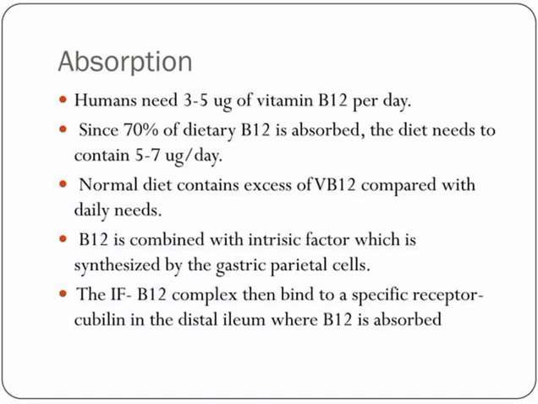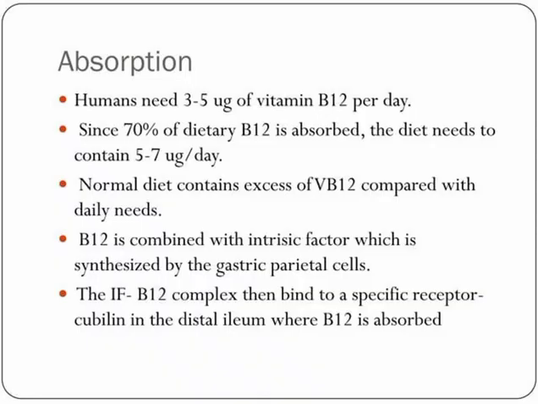Here, mainly, what is the absorption, and how much needs to be taken daily. Humans require approximately 3 to 5 micrograms of vitamin B12 daily, because only about 70% of the dietary B12 is absorbed. A daily intake of 5 to 7 micrograms is recommended to meet the metabolic needs. Most standard diets provide an amount of B12 that exceeds these basic daily requirements.